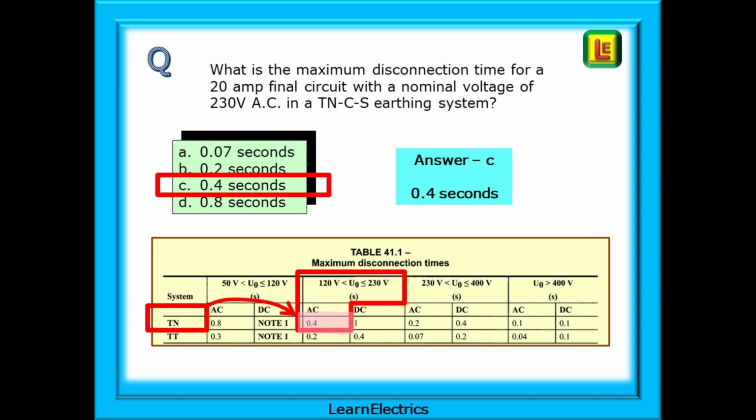The answer is C, 0.4 seconds. The question tells us that this is a 20 amp final circuit, and from the other clues in the question we know that the voltage range is in the second block, between 120 volts and 230 volts AC. We also know that the earthing system is TNCS, so select the row in the table for TN systems. Where the column and row coincide, we have 0.4 seconds, the required disconnection time.